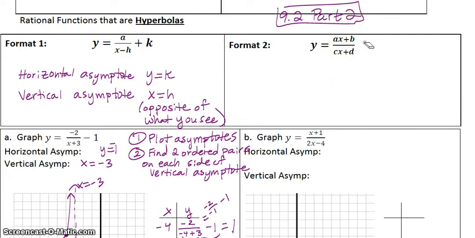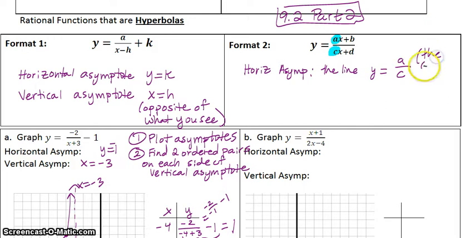Alright, so here's what you need to know for this one. The horizontal asymptote for this format is going to be the line y equals a over c. And a and c are representing the coefficients of the x. Remember, coefficient means the number in front. And it could be a 1, so watch out for that.